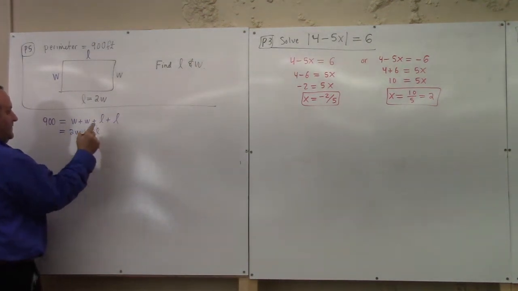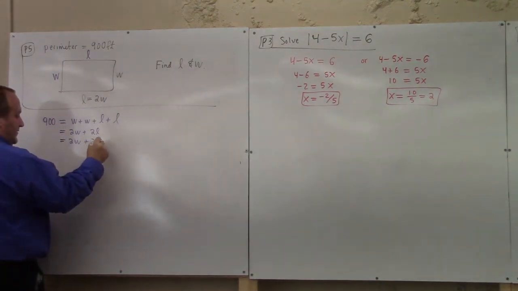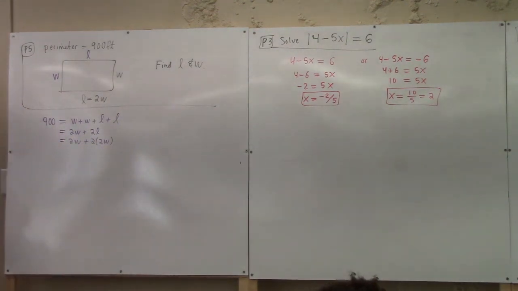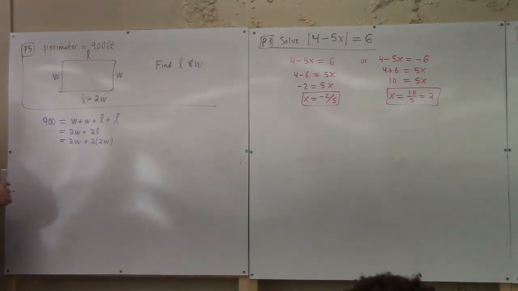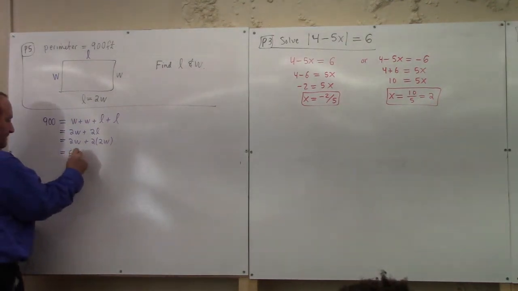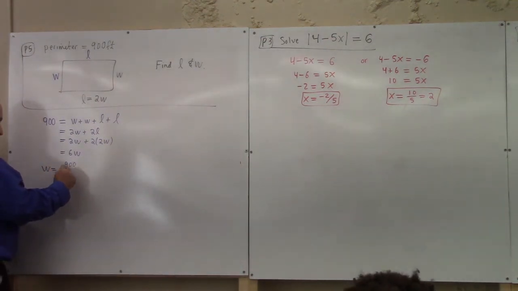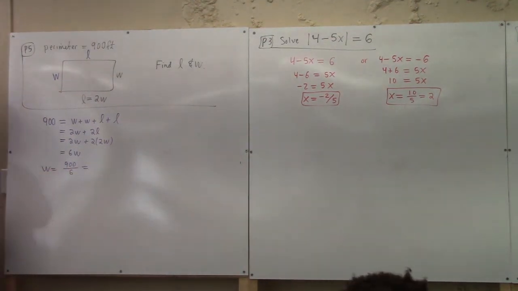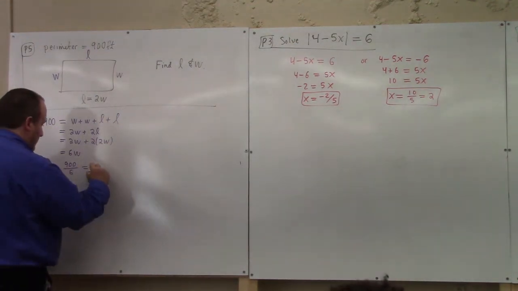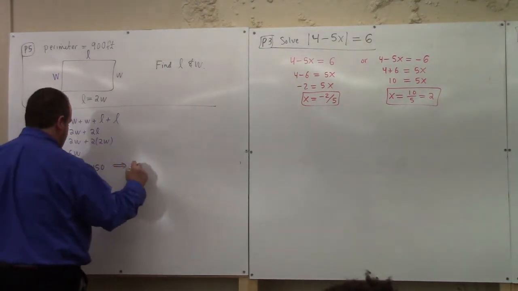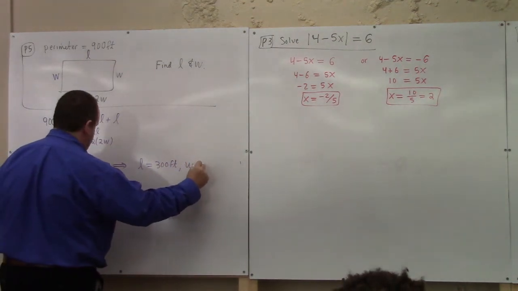But we can replace L with W, right? That's 2W plus 2 times 2W, because we know that the length is twice the width. And so what do we have? 2 times 2 is 4, 4 plus 2 is 6. We got 6W. So W is equal to 900 over 6, which I think is 150. So this tells us that the length is equal to 300 feet and that the width is equal to 150 feet.